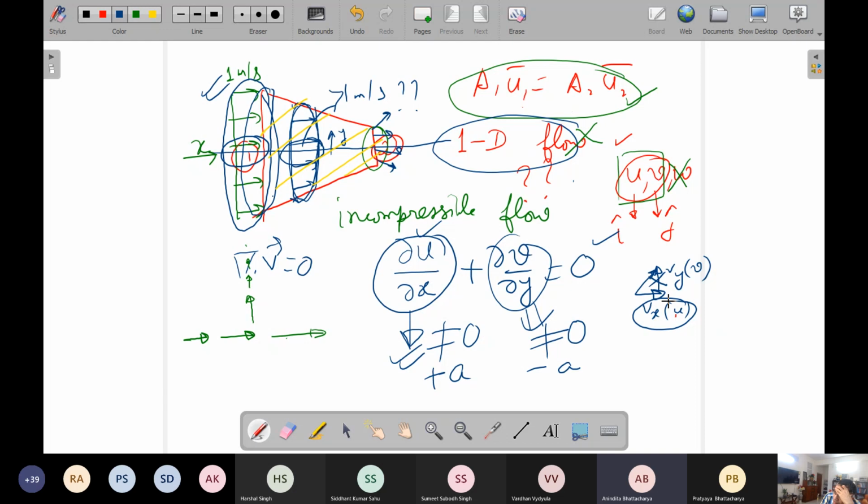That means even if it is a two-dimensional flow, the average velocity is to be calculated only based on the normal direction to this area. And in that way, doesn't matter one-dimensional, two-dimensional, three-dimensional, so long as we take the appropriate component of this velocity which is perpendicular to this, we can apply this.